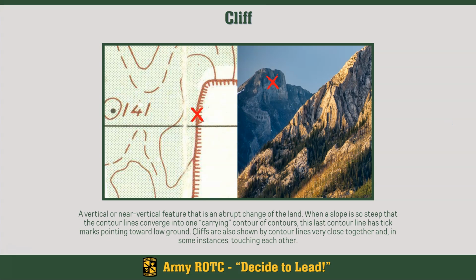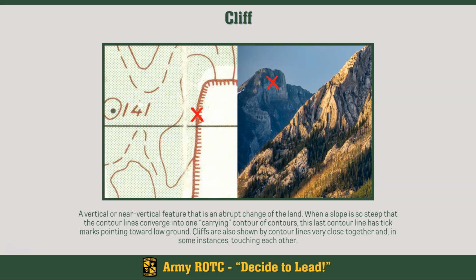Now a cliff, like I said, everybody kind of knows what a cliff looks like, right? A cliff is going to be a vertical or pretty much near vertical feature that's a very abrupt change. So when a slope is so steep that the contour lines converge and they can't show the difference in elevation, that's when you're going to see a cliff. With that, you're going to see these tick marks again, and they're going to point towards low ground.